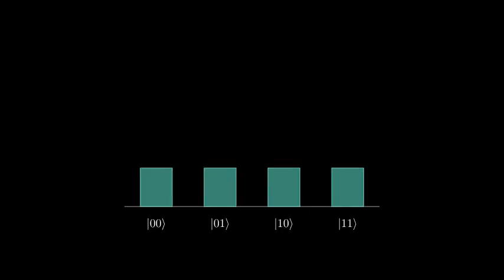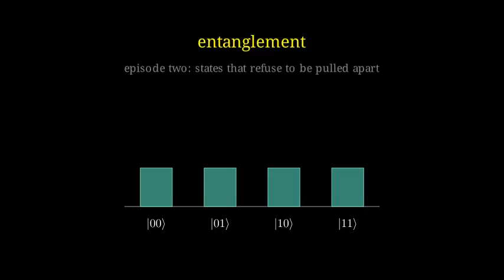2 qubits do not carry 2 separate blends. They carry 4 amplitudes at once, one for each of the pairs, 0,0, 0,1, 1,0, and 1,1. And some 2 qubit states flatly refuse to be pulled apart into a story about each qubit on its own. That refusal has a name: entanglement. And it is where we go next. 1 qubit is 2 amplitudes, 2 qubits is 4, and that quiet doubling is a promise that things are about to get very, very big.